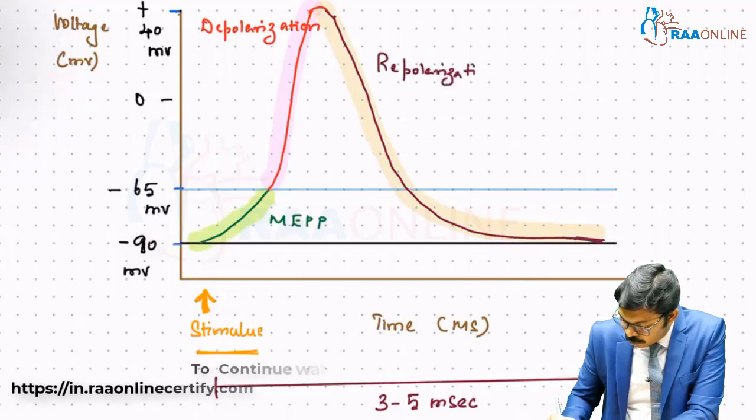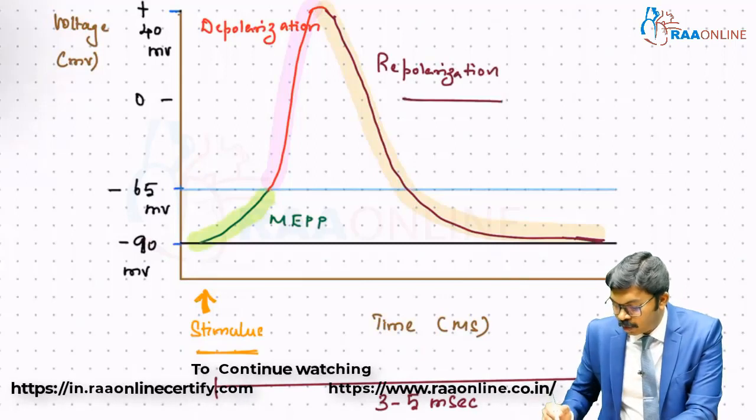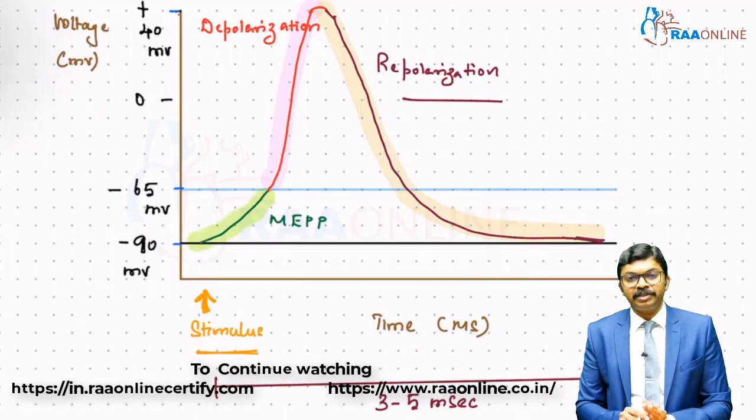Unlike a neuron, there is not going to be any phase called hyperpolarization. It's going to be local potential, depolarization as well as repolarization, guys. That is all.